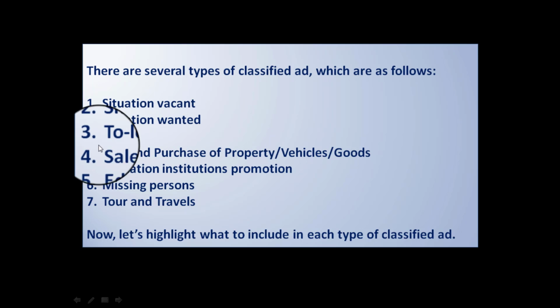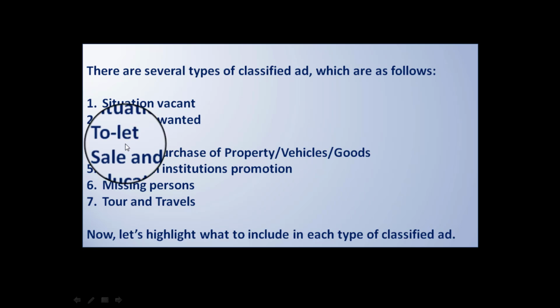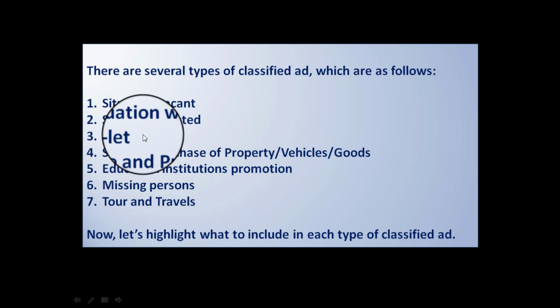The third one is to let. This is about property, when they want somebody to take the property on rent, and a particular fixed amount has to be paid to the landlord or the owner on a particular date. Sometimes to let is used for office buildings and residential buildings.